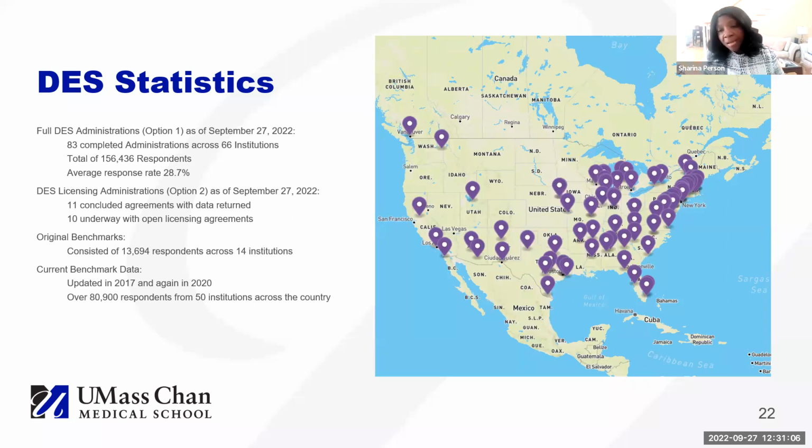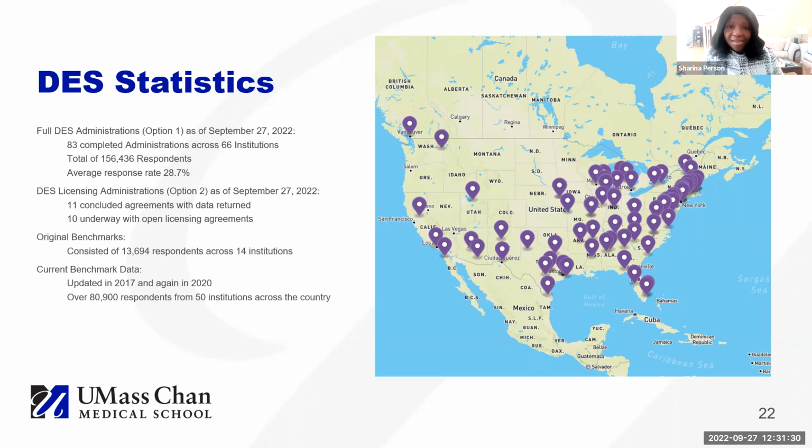We mentioned that the original benchmark had about 14,000 respondents across 14 institutions. The benchmark is updated typically every 3 years. It was updated in 2017 and again in 2020. It's due to be updated again in 2023. Our benchmark data set has 80,000 respondents in it from 50 institutions across the country.